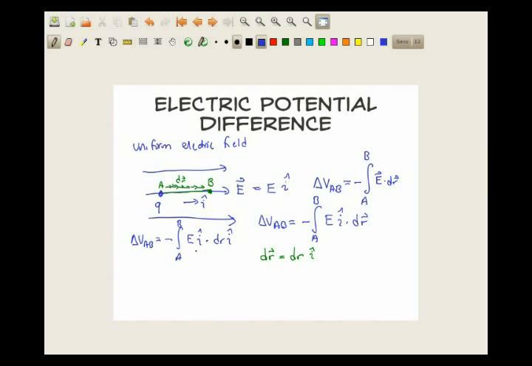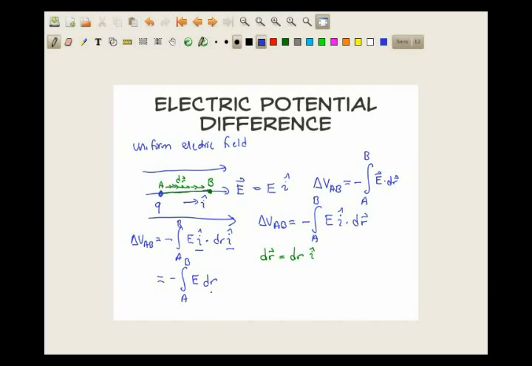And we have a unit vector times itself. Unit vectors have length 1. The product of a vector with itself is just going to give you the magnitude of the vector squared, and since the length of this vector is 1, the magnitude squared is also 1. So this greatly simplifies, and we just have E dr.